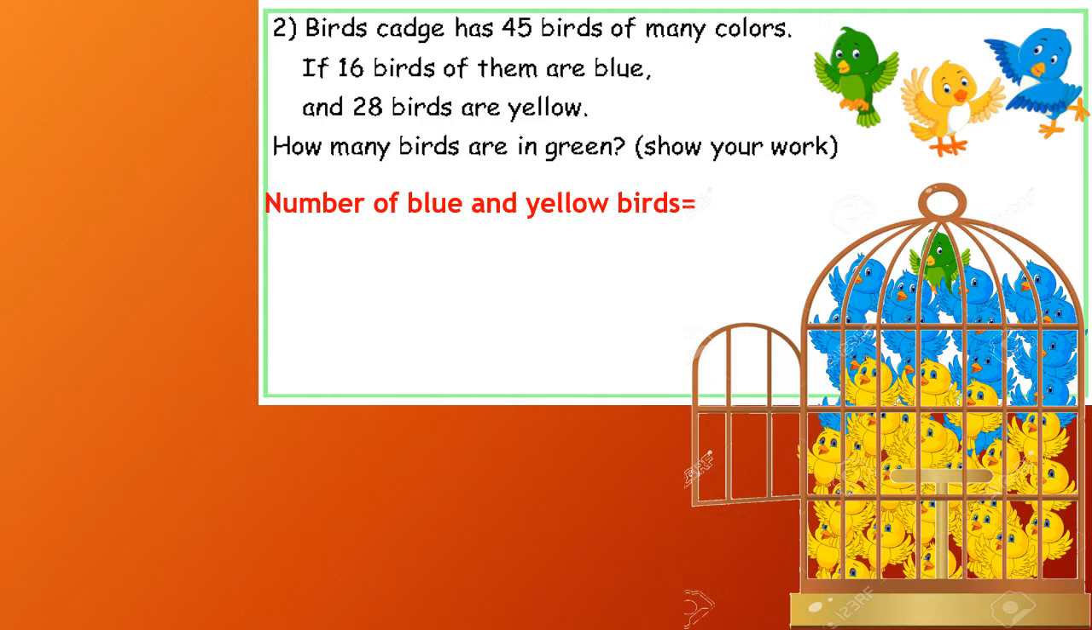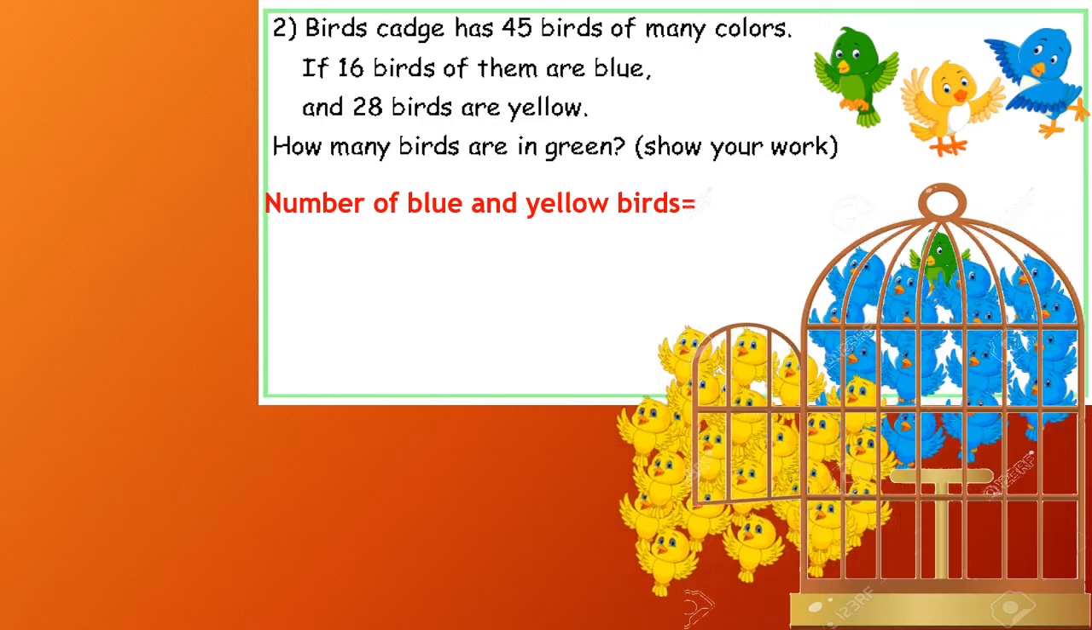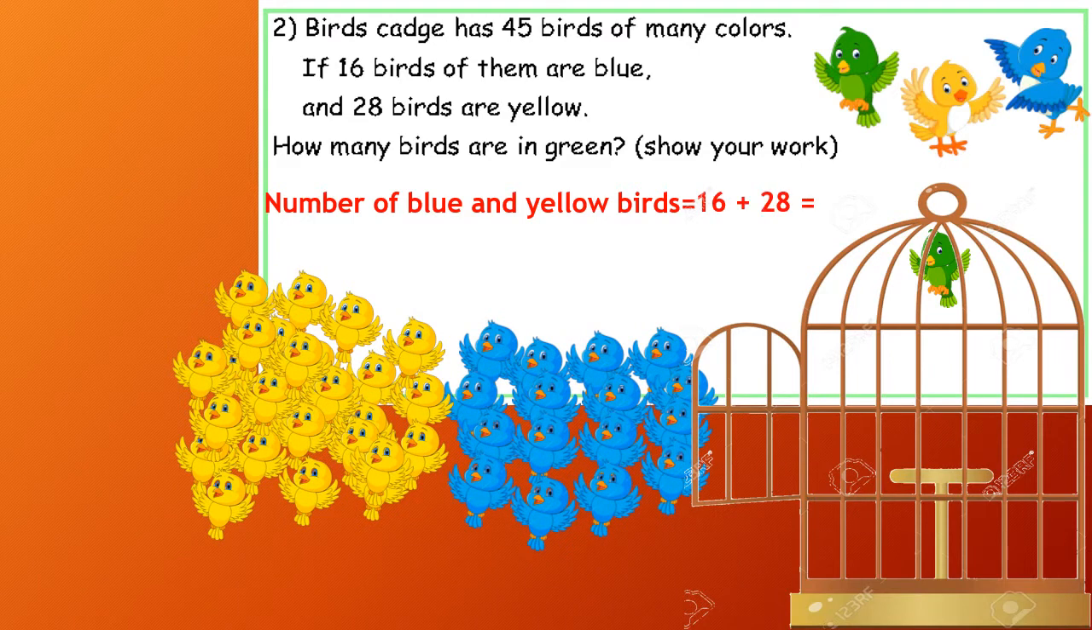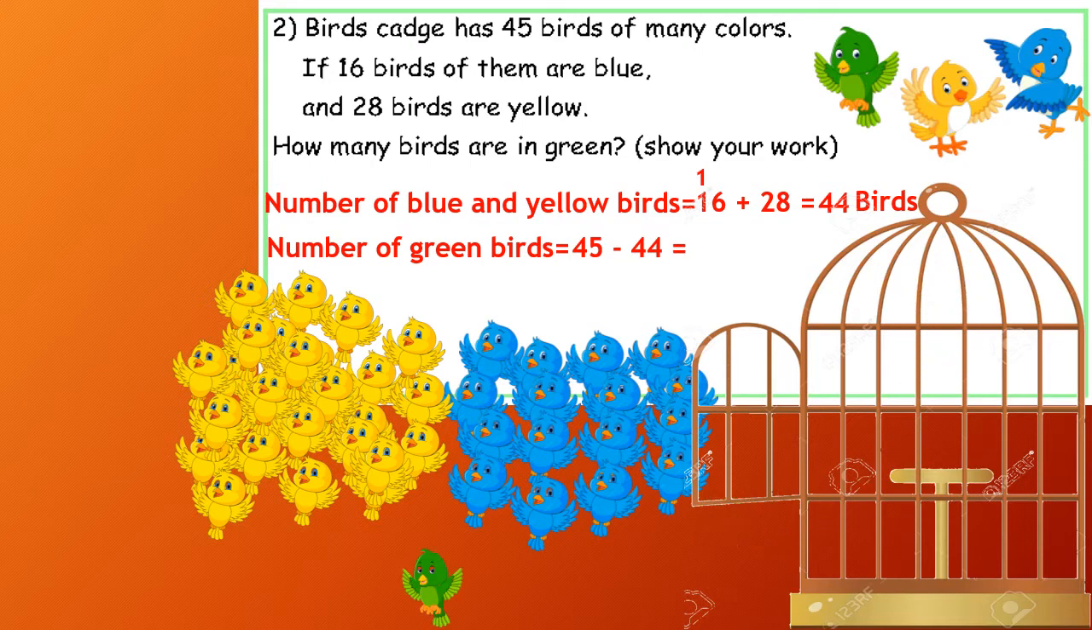So, the number of blue and yellow: 16 plus 28 equals 44 birds. So for the number of green, we have 45 minus the blue and yellow birds, 44, equals 1 green bird.